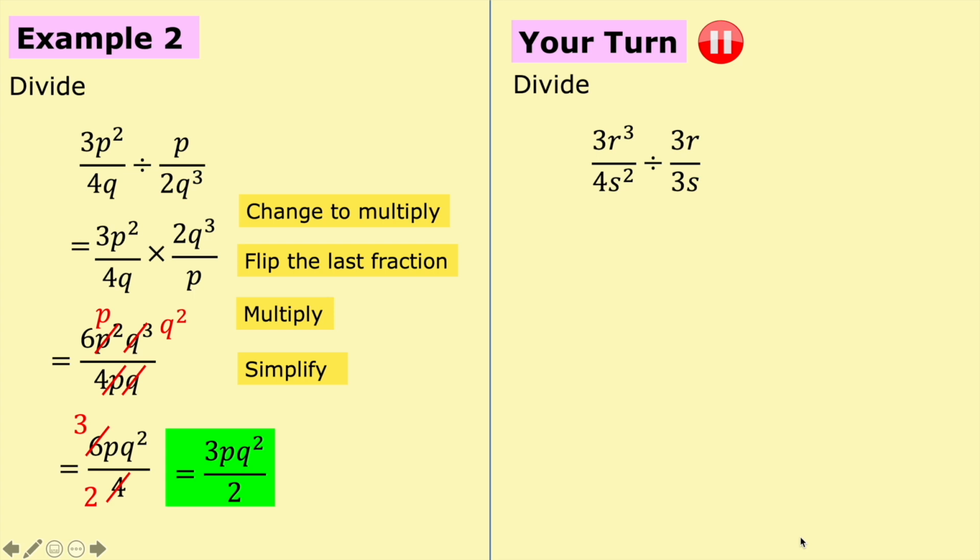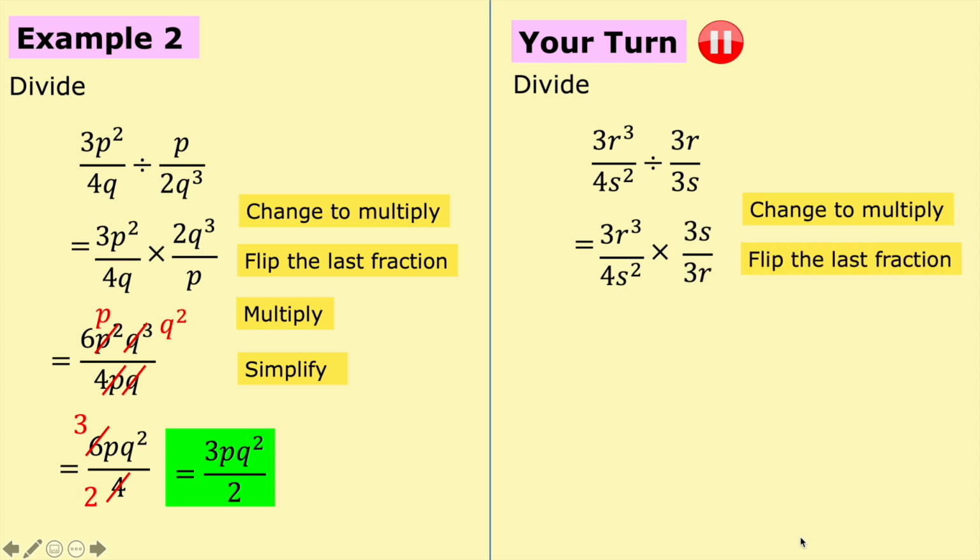Okay, let's go over the answer. So we are going to keep the first fraction the same, change that divide to a multiply, and then we need to flip the last fraction. So only do this when we are dividing. Once we've got that, we could just go ahead and multiply our numerators together and then multiply our denominators. So you should get 9r cubed s over 12rs squared. Now we can go ahead and simplify.